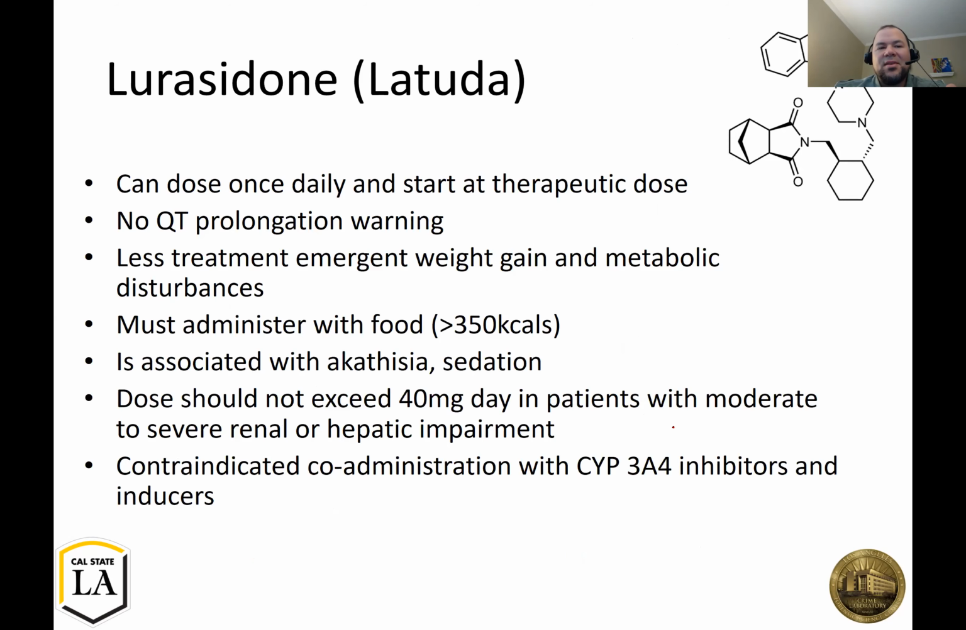Latuda is another one, lurasidone. Again, there are some of the newer ones, and there's more and more always coming out, I feel like. No QT prolongation, which is good. Got to administer with food. So you can see there's a lot of different drugs here in this class.